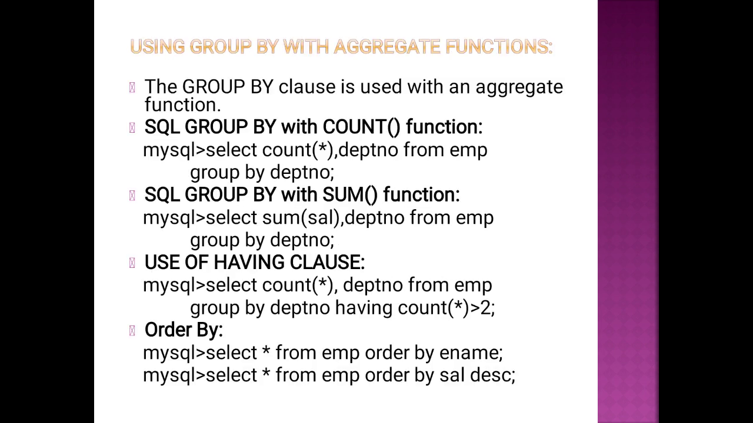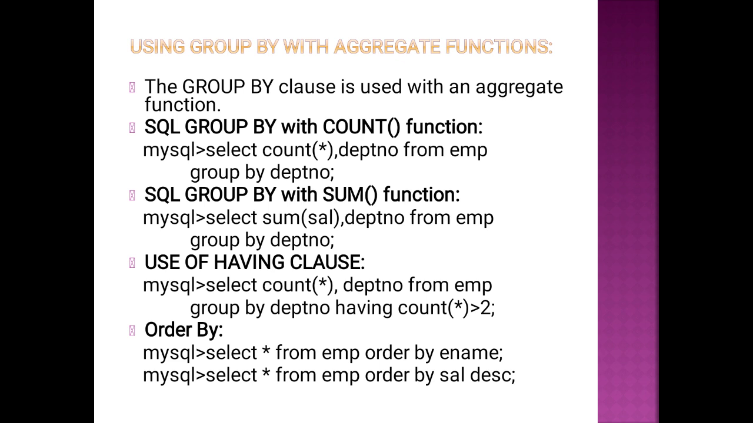Let us discuss some examples of the group by clause. As you know, the group by clause is used with an aggregate function. So how can we use group by with the count function? Students, we are taking the EMP table as an example, which you have seen in the previous slide. Select count(*), department number from EMP group by department number. This query will count the number of employees according to department number. It means the query will group the number of employees according to their department numbers.